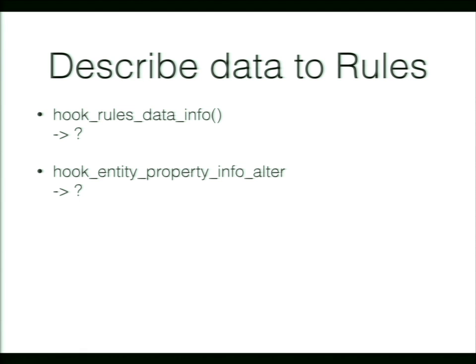Or if you want to add some additional properties, you just do it with the entity property info alter, and rules will automatically pick up. That's the same process, for example, that we use when working with Search API. If we want to index something in addition, we just create our own properties, which is cool.